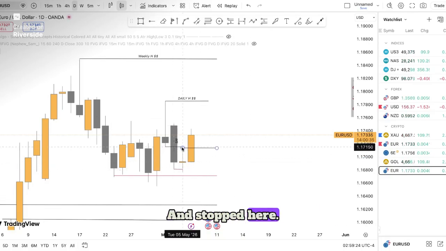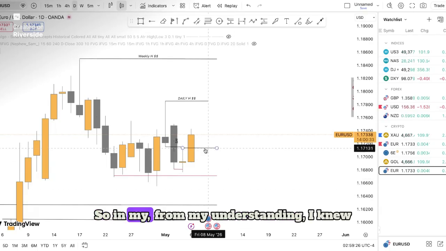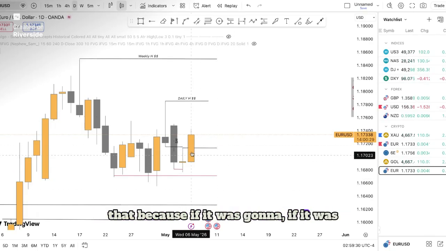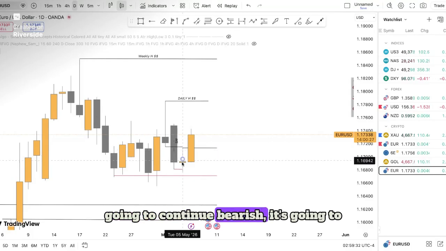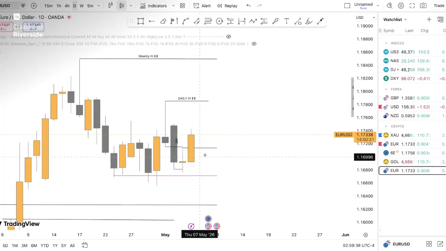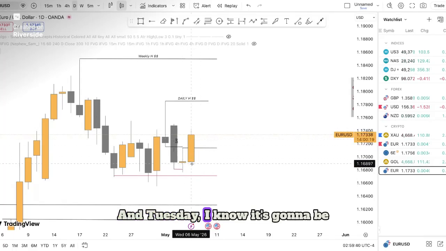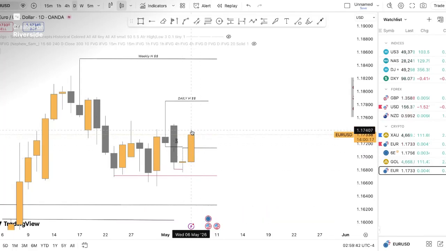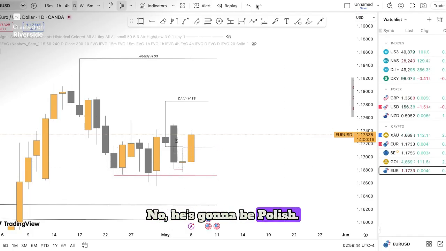It took out Monday's low, tried to go up a bit, but it didn't go up, right? And stopped here. So from my understanding, if it was going to continue bearish, it would keep going. But then no, it stopped here, and Tuesday I know it's going to be bullish. Well, Wednesday, but I know it's going to be bullish. Let me show you.